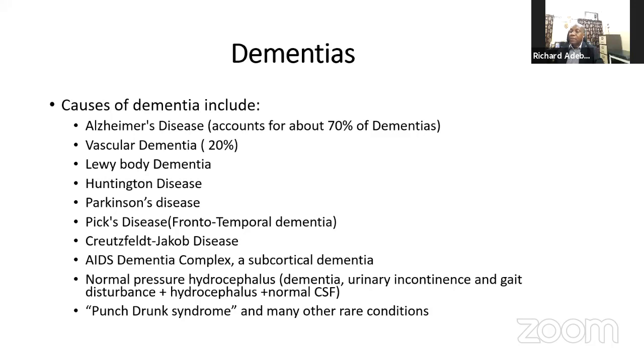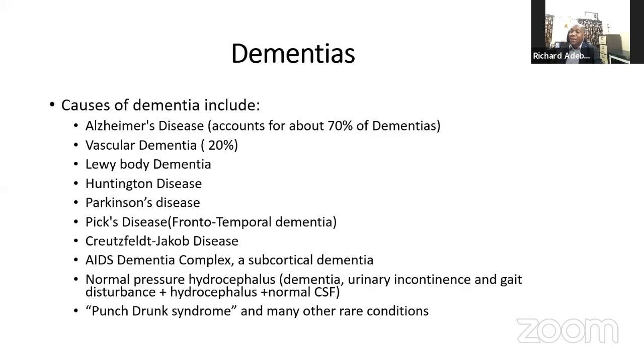I talked earlier about a little fragment of the dementias that can be reversible. That's normal pressure hydrocephalus. Normal pressure hydrocephalus can be managed, and the dementia can be reversed largely. Here we have syndromes of dementia, urinary incontinence, and gait disturbance. Of course, there's this hydrocephalus, but the CSF is normal in this case. So that's normal pressure hydrocephalus. And then punch-drunk syndrome and many other rare conditions.